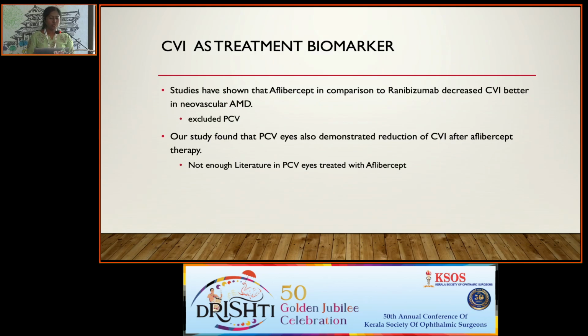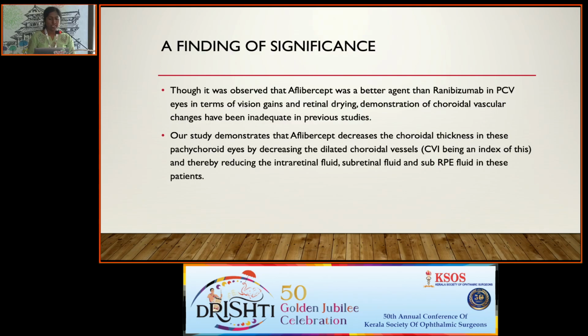Studies have also shown that aflibercept, in comparison to ranibizumab, decreased choroidal vascularity index better in neovascular AMD. These studies excluded PCV, but our study found that PCV also demonstrates reduction in choroidal vascularity index after aflibercept therapy. There is not enough literature on PCV treated with aflibercept. Though aflibercept was observed to be a better agent than ranibizumab in PCV eyes in terms of vision gains and retinal drying, demonstration of choroidal vascular changes has been inadequate in previous studies.